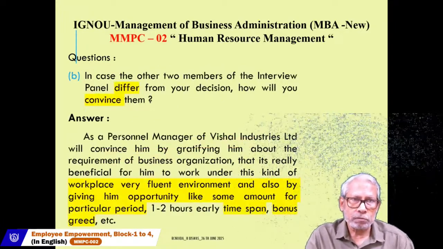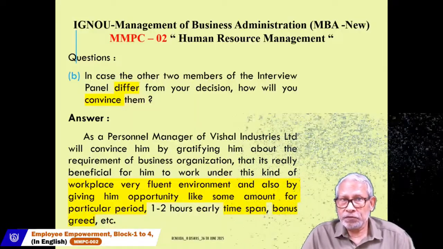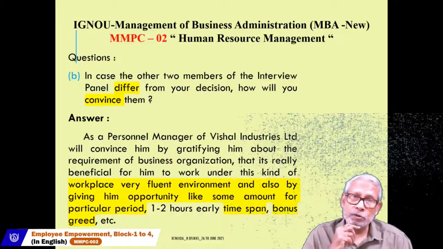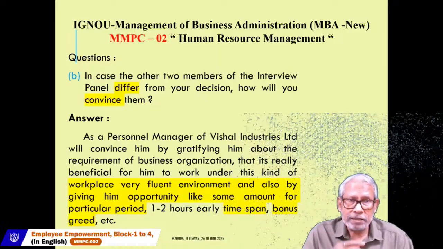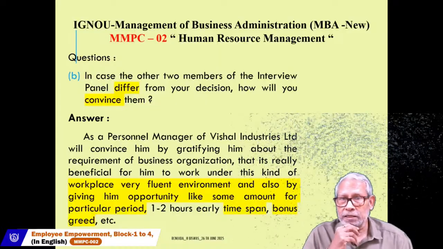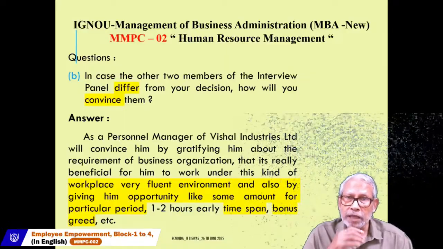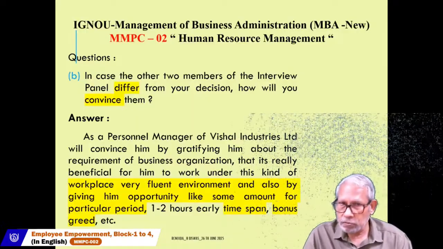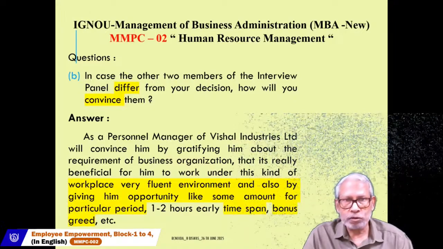Now question number 2: how do you handle it when you take a decision but the other persons have not accepted it? How to convince them? The answer: as a personal manager, Visual Industries Limited will convince him by explaining the requirements of the business organization. You have to focus on the organization. There is no question of individuality.